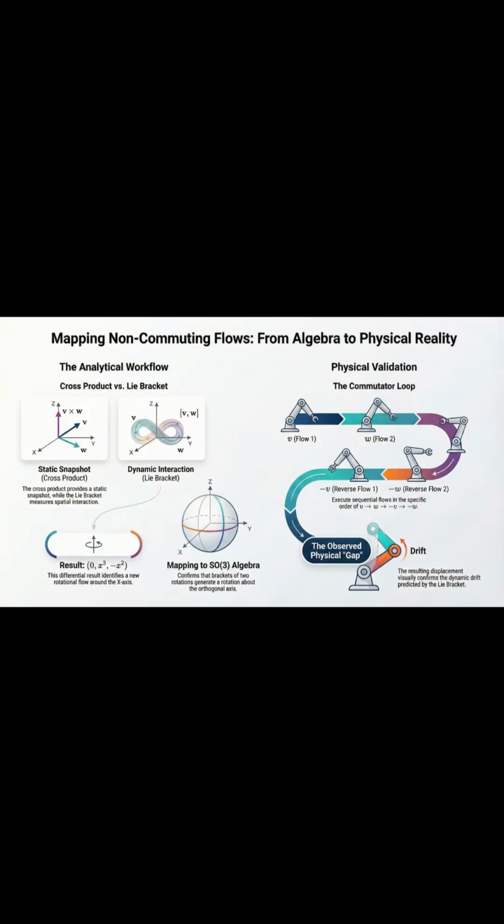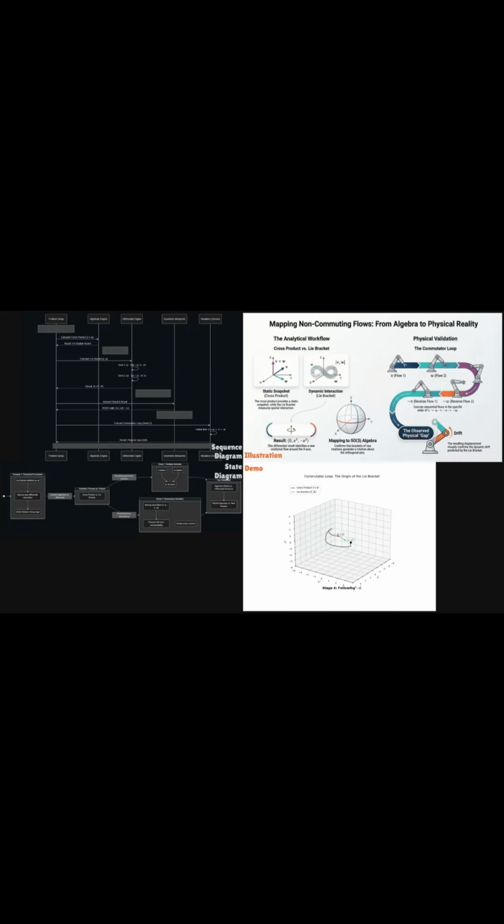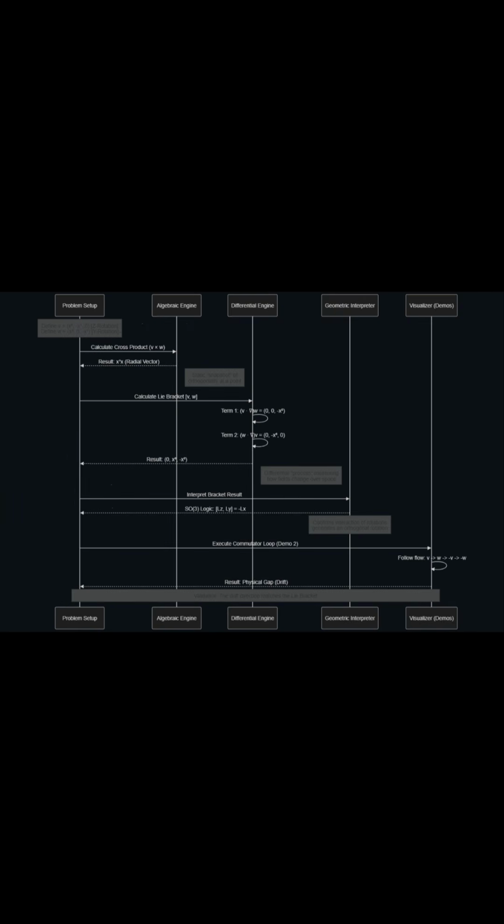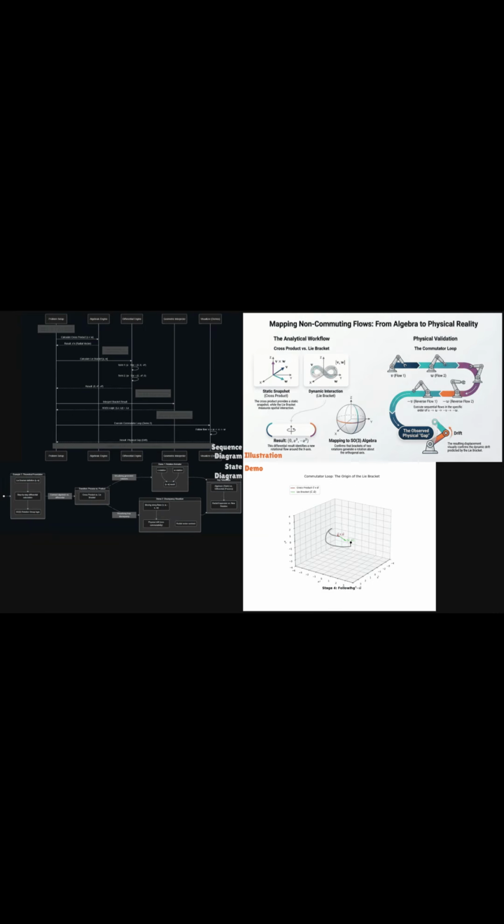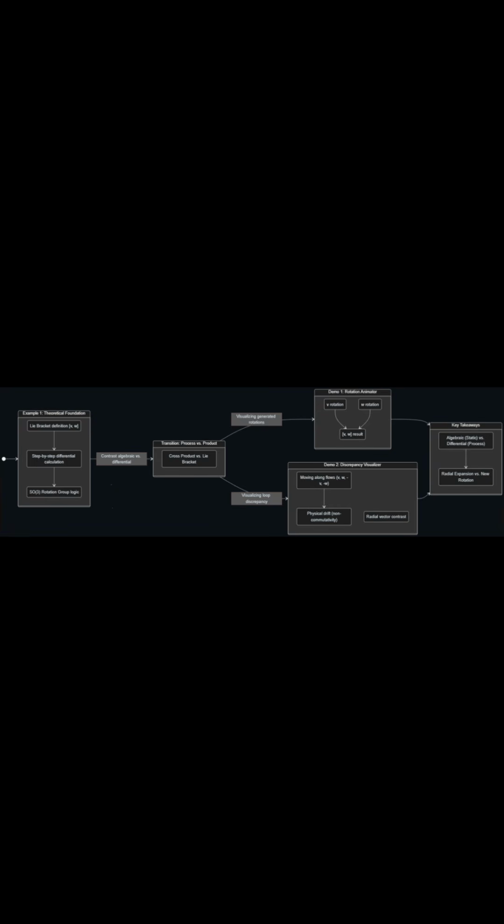The derivation sheet explores the transition from abstract geometric theory to the physical reality of how objects move and interact in space, focusing on the distinction between static snapshots and dynamic processes. This journey is structured through two primary conceptual maps: a state diagram and a sequence diagram.